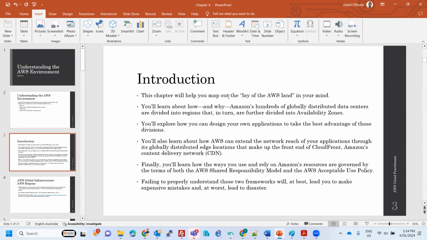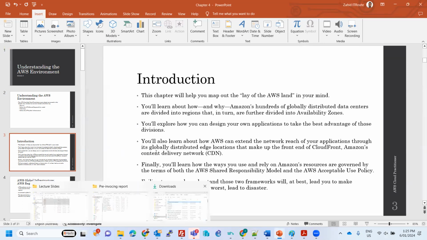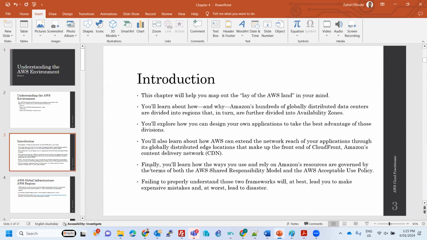So these chapters will help you map out the lay of AWS land in your mind. You'll learn about how and why AWS's hundreds of global distributed data centers are divided into regions, which in turn are further divided into availability zones. You'll explore how you can design your own applications to take the best advantage of those divisions. You'll also learn about how AWS extends the network reach of your applications to its globally distributed edge locations that make up the front end of CloudFront, Amazon's content delivery network, CDN.